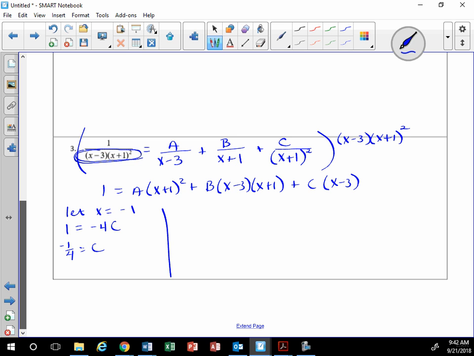I know I'm moving quickly, guys. We have 2 minutes. Okay. We're going to get there. What else do you want to let x equal? 3. Okay. So I would get 3 plus 1 is 4 squared. I get 16a, right? Would any part of b be there? Any part of c? No. So I know a is 1/16.